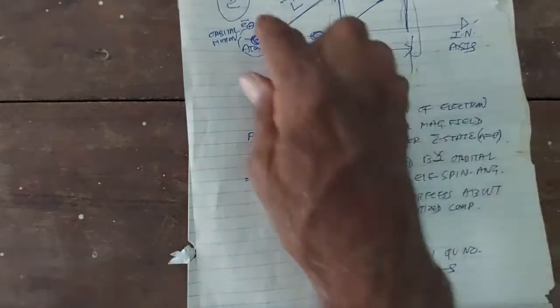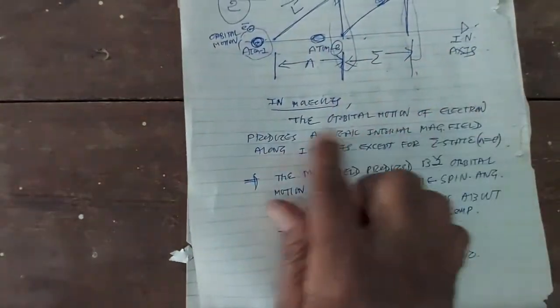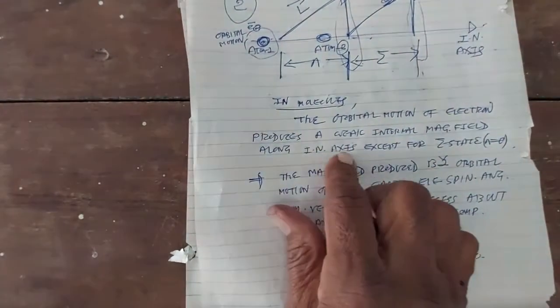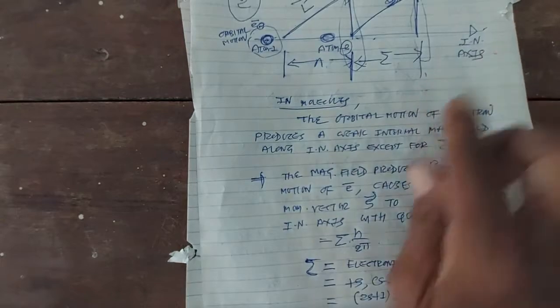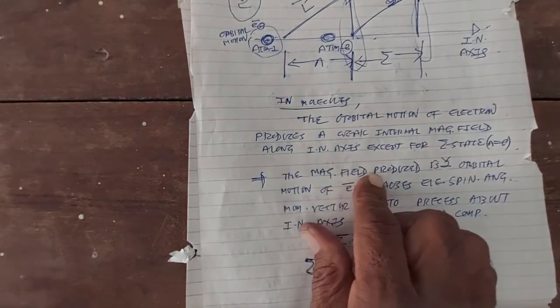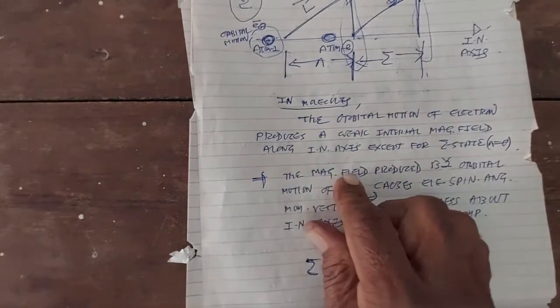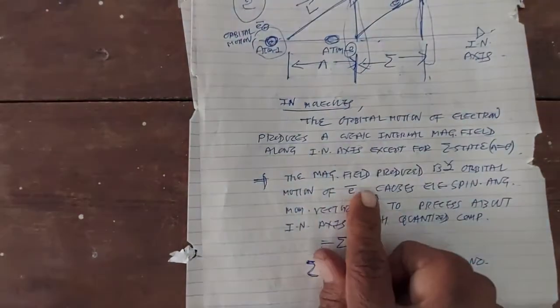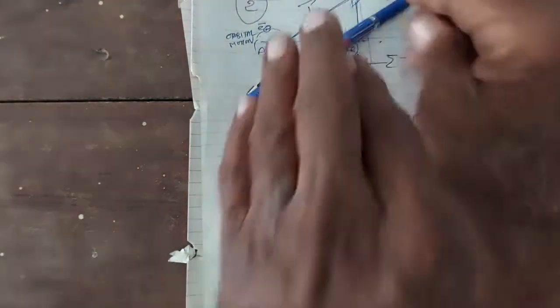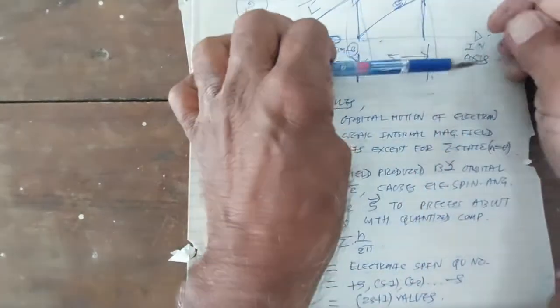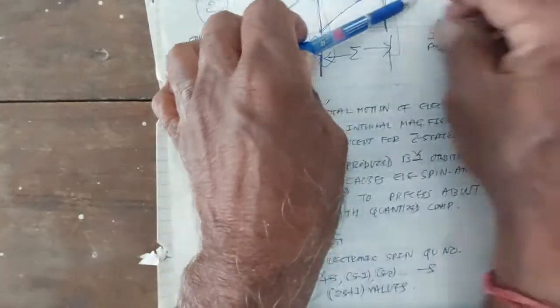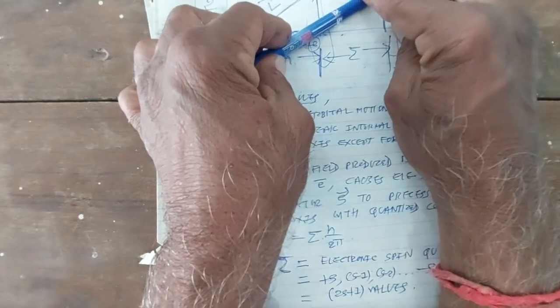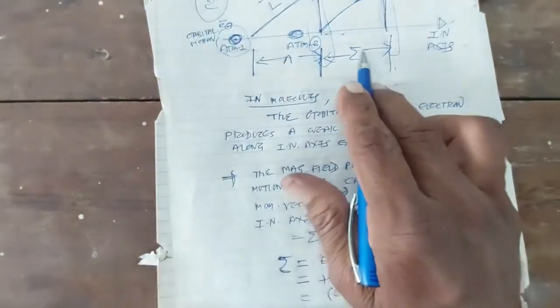The orbital motion of electron around the H nuclei and Cl nuclei produces a weak magnetic field along the internuclear axis. Now, due to the magnetic field produced by the orbital motion of electron about the nuclei, it causes the electronic spin angular momentum vector S to precess about the internuclear axis. And the component of spin angular momentum vector S along the internuclear axis is called sigma.